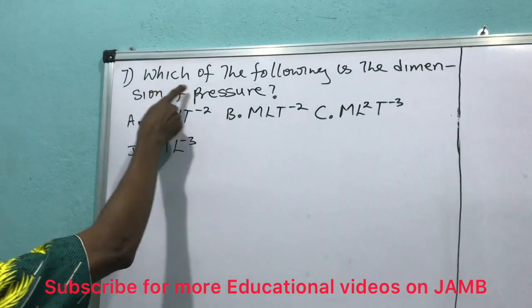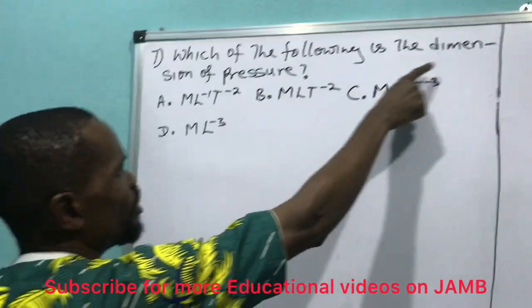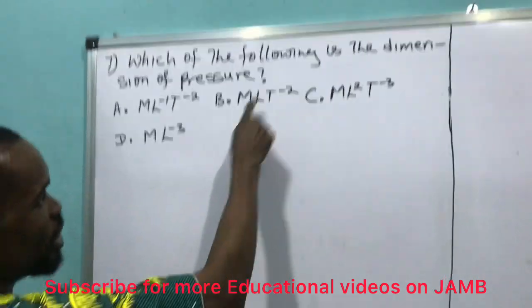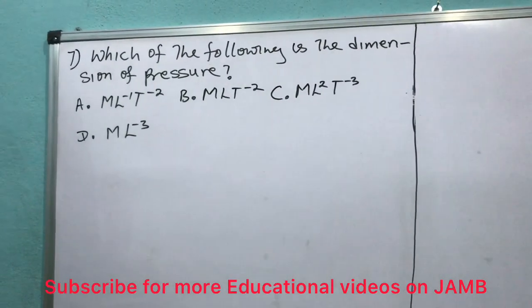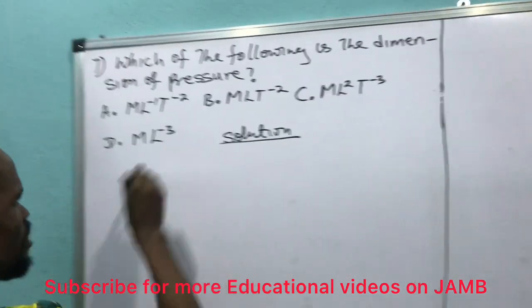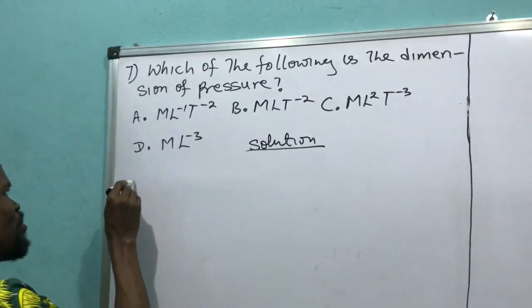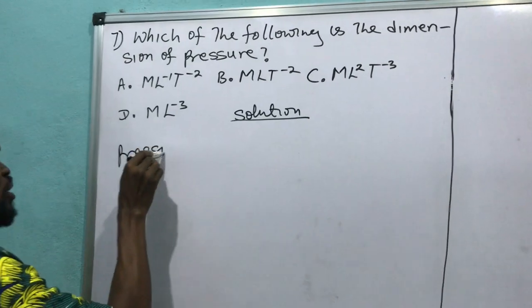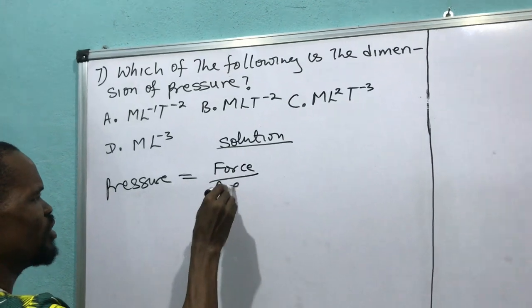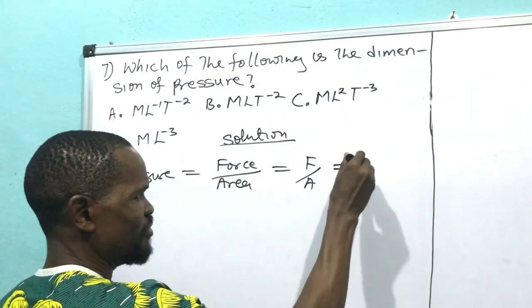Question number 7 says, which of the following is the dimension of pressure? They give option A, option B, option C, and option D. Automatically, what they told us here is to look for the dimension of pressure. Before I can get the dimension of pressure, I will first of all define pressure. I will now say that pressure is equal to force over area, which means F over A. And the F is what?